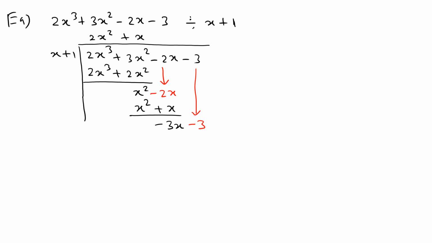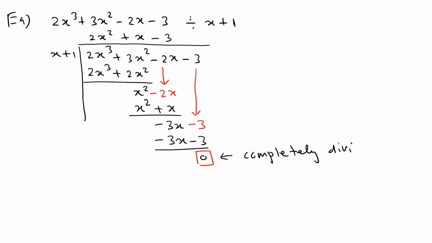Compare the leading terms, negative 3 is missing. Multiply, you get negative 3x, negative 3, subtract, you can see 0. When you subtract, they are equal, that means you get 0. What does that mean? This means that it completely divides. So that means it evenly divides. So that's an interesting situation. So that means the remainder is 0. So these kinds of things are useful. So that means no remainder.